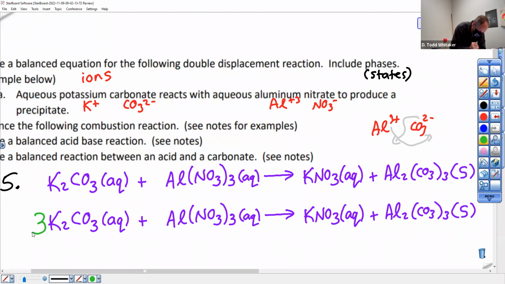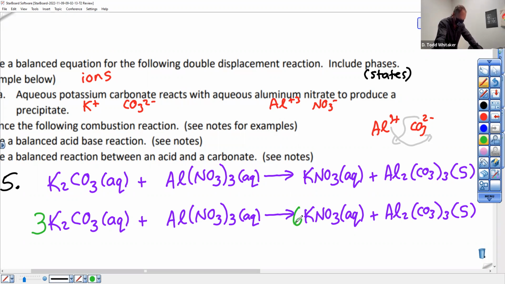3. Now your potassium situation just changed very drastically on the left, didn't it? How many potassiums do you have on the left side? K2CO3 taken 3 times. I mean, there's 3 of those molecules. Each molecule has 2. It's like you got 3 bicycles. How many wheels you got? Because each bike has 2. 6 wheels. 6 potassiums. How do you get 6 potassiums on the right side? Put a 6.